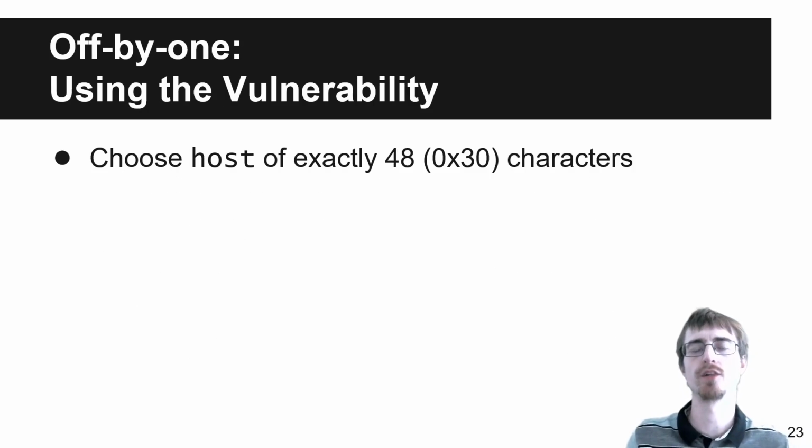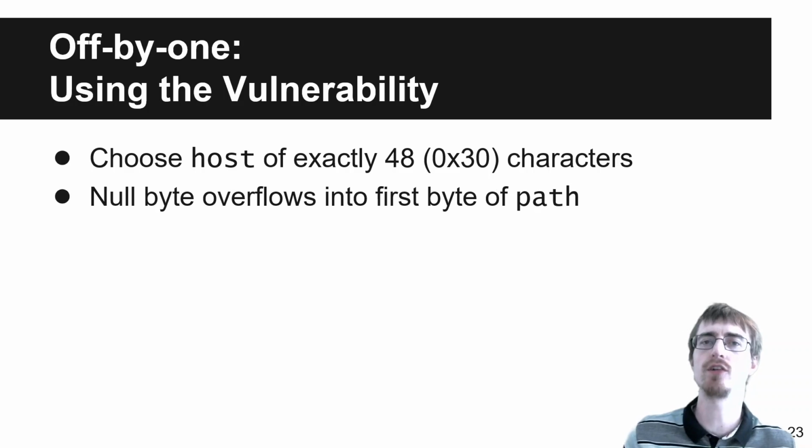How to exploit this vulnerability? Well, we now have all the important information. So what can we do to get to the return address? Well, first we pick a host of exactly 48 characters. This is the only way that we can abuse this particular off-by-one vulnerability, because if we have less, we don't have an overflow, and if we have more, the check will stop us and not actually perform any useful work. So host must be exactly 48 characters, and then it overflows the null byte into the first byte of path.